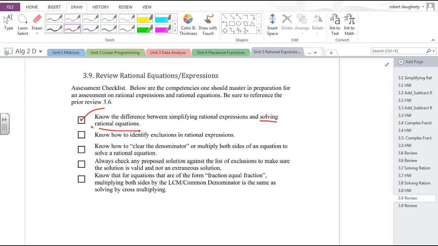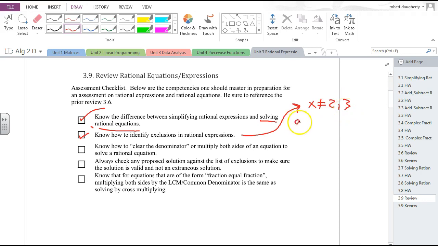Know how to identify exclusions in rational expressions. Remember, anywhere that the denominator is 0 is an exclusion, and then those came in 2 separate varieties. You can look back at the review. It would either be a vertical asymptote or it would be a hole in the graph. Remember, when I'm writing an exclusion, I might write something like x cannot equal 2 or 3.